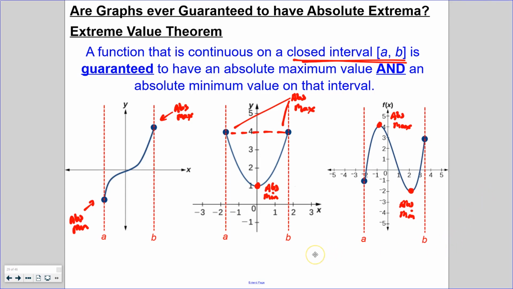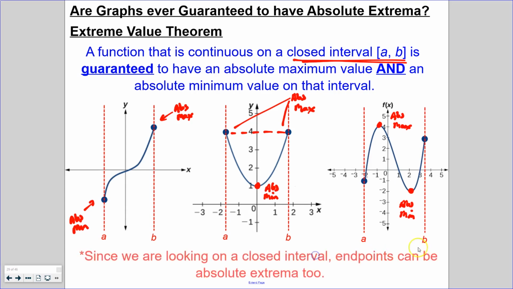Something to keep in mind is that, based on what we are looking at here, absolute max and mins can be turning points. But when we restrict the function to a closed interval, absolute extrema can also be endpoints. So when we are trying to find absolute extrema, we need to check the endpoints, and we need to check the turning points. So let's take a look at how we can do that.